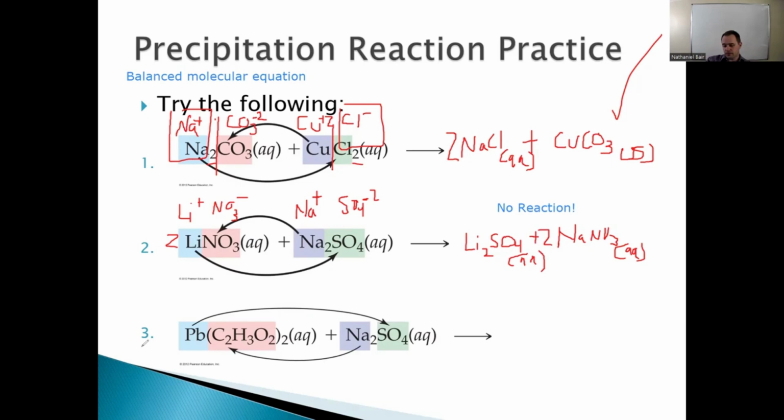Why don't you try number 3? Okay, lead's a type 2 metal. You have to figure out its charge based on how many acetates it's with. Try and predict the products here for that guy. I'm going to write this one on the board because I'm tired of using my mouse.